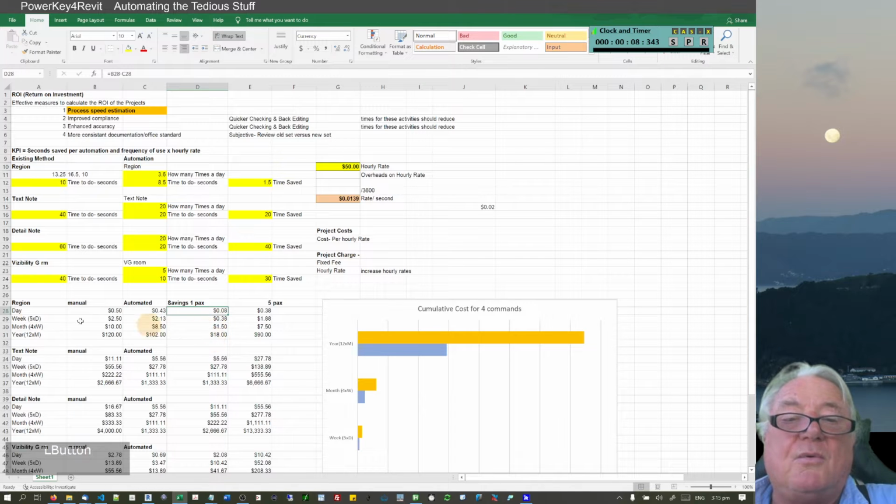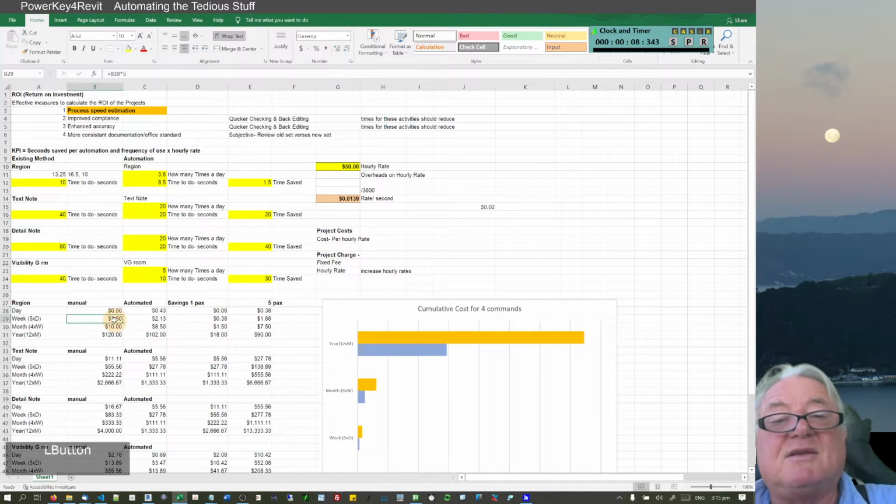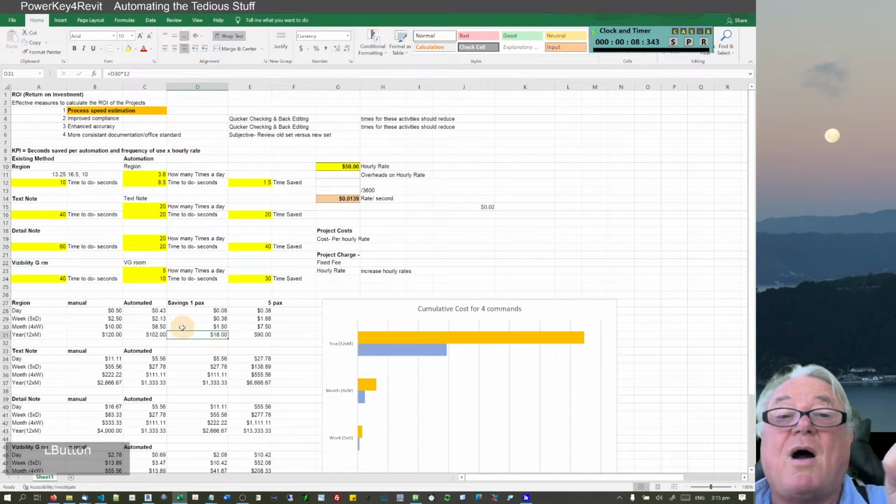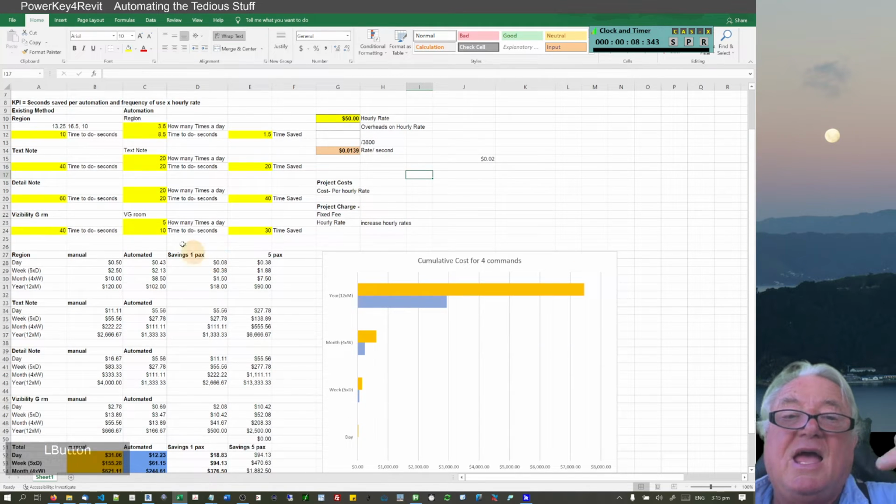So if we multiply that by a week, it's 5 times our daily rate, so that's 2.5, and a month is 4 times our weekly rate, so that's $10 a month. And then if we multiply that by 12, the number of months in a year, we're saving ourselves $18 a year just on that one command. So we can start looking at some of the things which are going to give us some efficiencies. And what we can see is, although it's only saved 1.5 seconds, look at the frequency of when you do it.